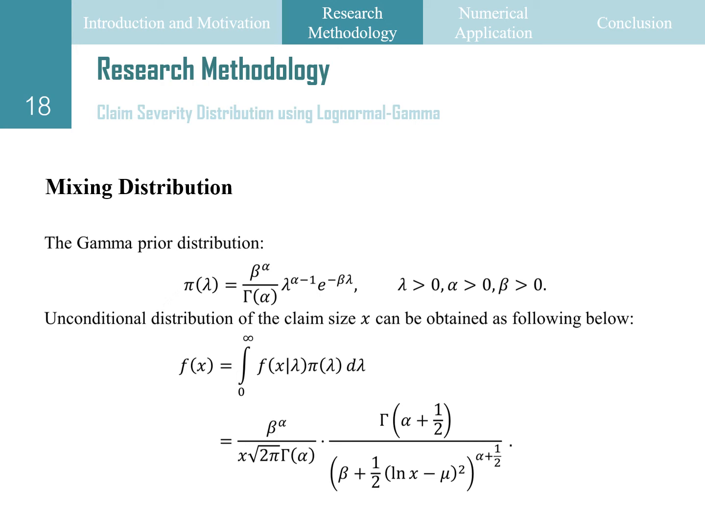The parameter lambda has a different value for each policy holder, so it is reasonable to treat lambda as a distribution. The gamma prior distribution for lambda with parameters alpha and beta has the PDF in the following form. So, the unconditional distribution of the claim size X can be obtained as below.